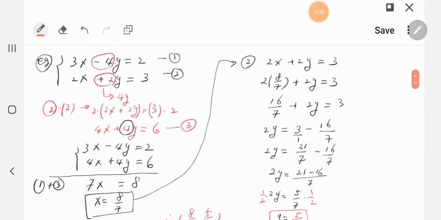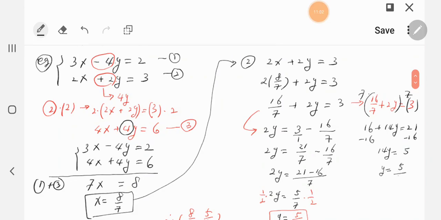Or you can do it this way. From here, we will try another approach to find the y value. We multiply each side by 7: multiply this by 7, and multiply 3 also by 7. Then the 7 cancels out, so we got 16 plus 14y is equal to 21. Then minus 16 each side, so 14y is equal to 5, right? Then divide each side by 14, so y is 5 over 14. So we got the y value from here.